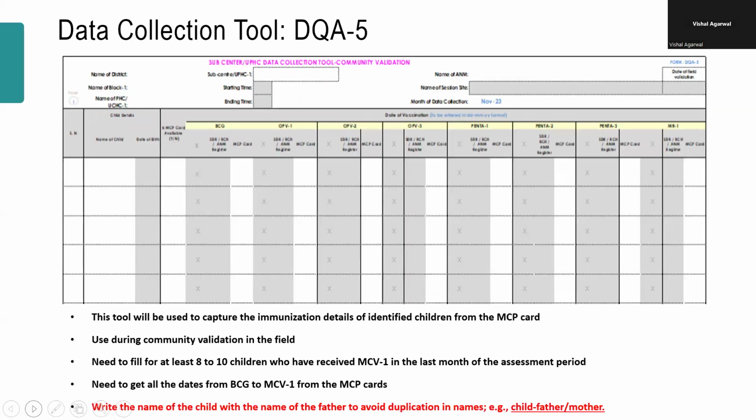So this is DQA tool 5, which we are using for community validation. The 5 or 6 beneficiaries for which we have collected data from the RCH register, the same data we are verifying from the MCP card at the doorstep of the beneficiary. You can see the shaded columns. In these shaded columns, we have to fill the dates of a particular antigen given to the beneficiary as per the RCH registers. And then in the white column, we can fill the date that they have mentioned in the MCP card. Next slide, please.